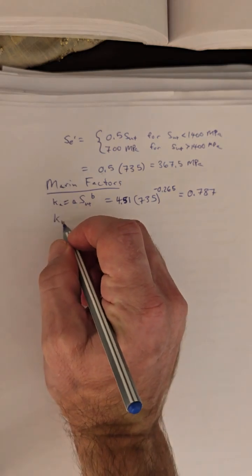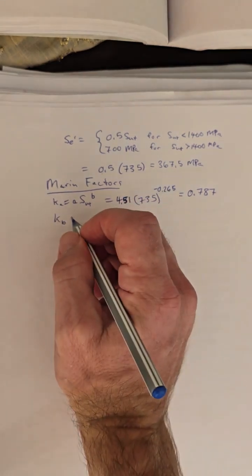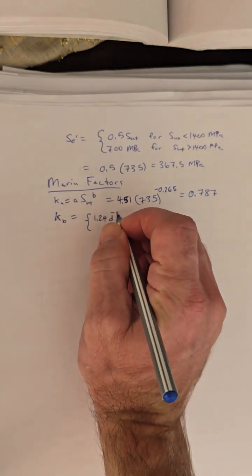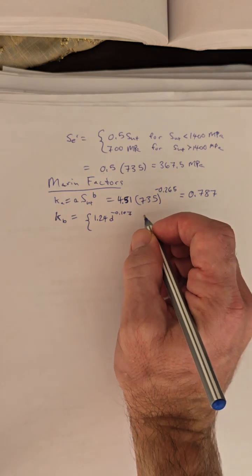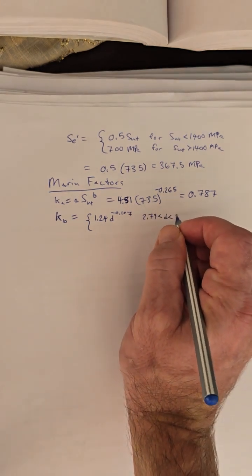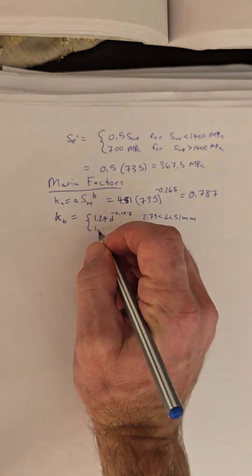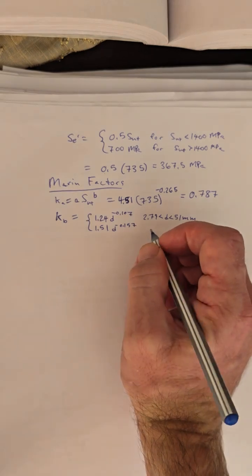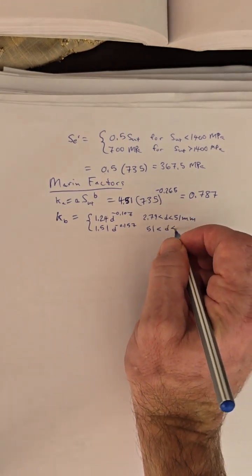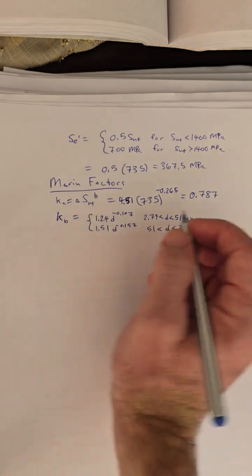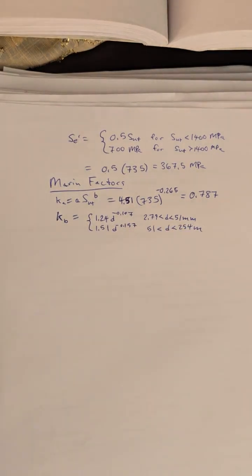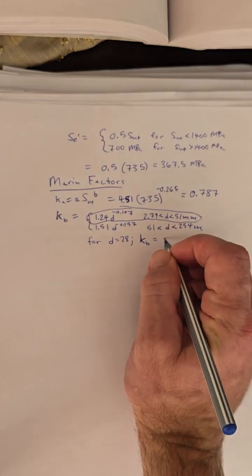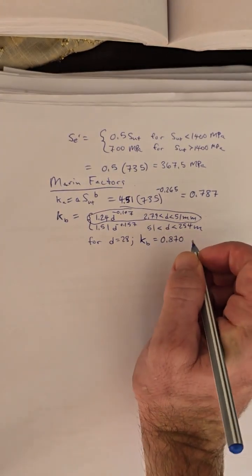The second Marin factor, K sub B, is the size factor. In millimeters, the size factor is 1.24 d to the negative 0.107 for diameters 2.79 less than d less than 51 millimeters, and 1.51 d to the negative 0.157 for diameters 51 less than d less than 254 millimeters. Our diameter was, if I recall correctly, 28 millimeters. So we'll choose this equation and plug that in. For d equals 28, the result is 0.870.